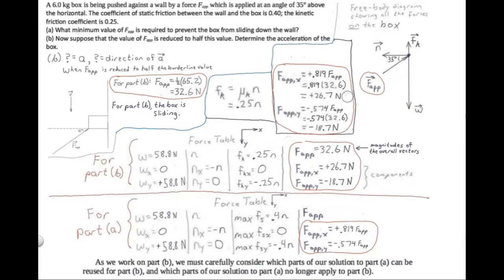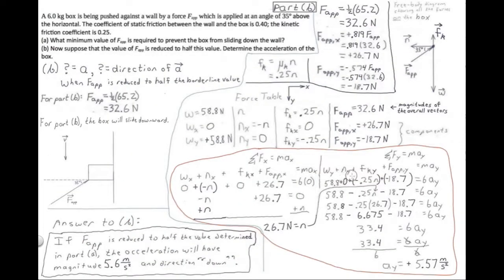Here are those calculations. You can see that we find that in part B, F applied X is positive 26.7 newtons and F applied Y is negative 18.7 newtons. We record those results here in our force table for part B. Now let's work with the Newton's second law equations for part B.